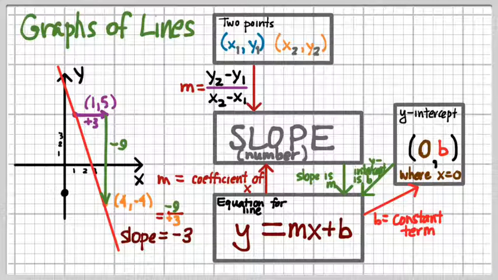Zero, 3. So 0, 3 would be right here. No, wait. You're on the red line. Uh-huh.